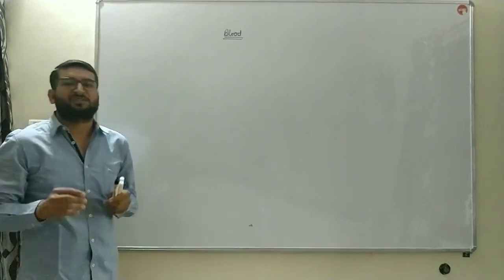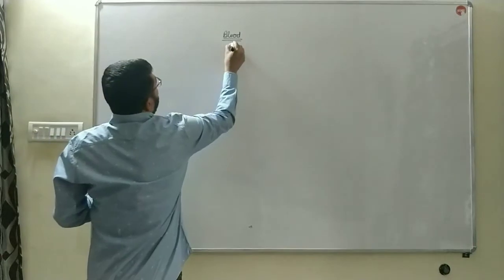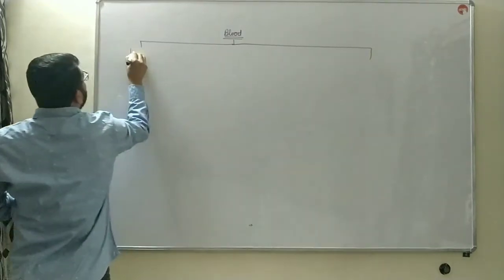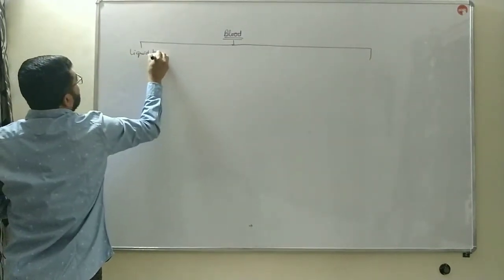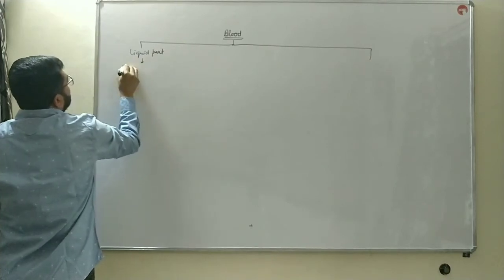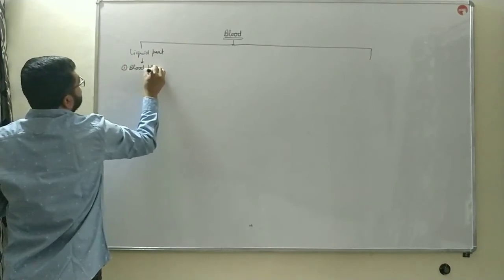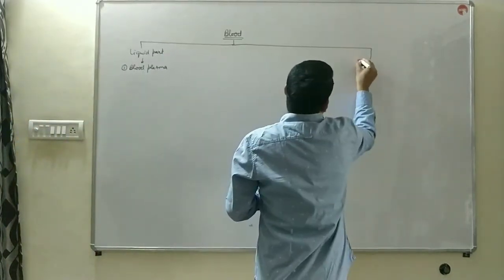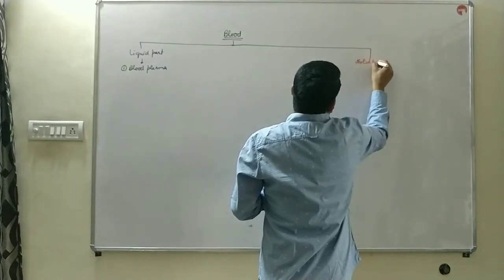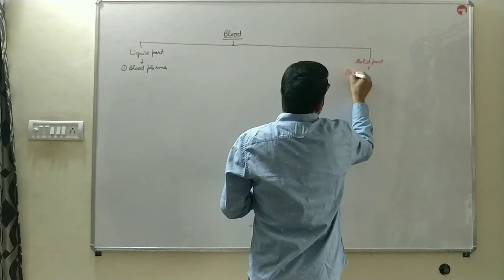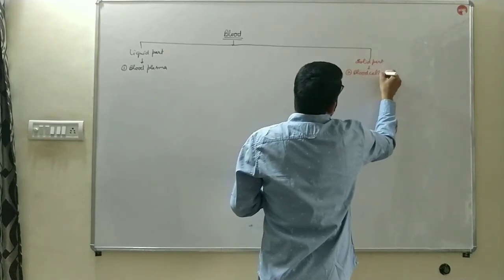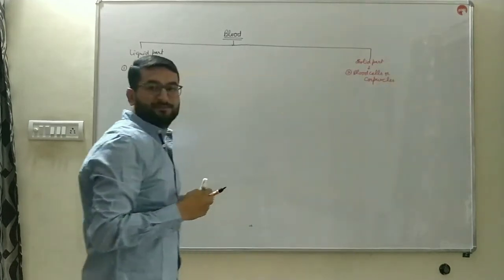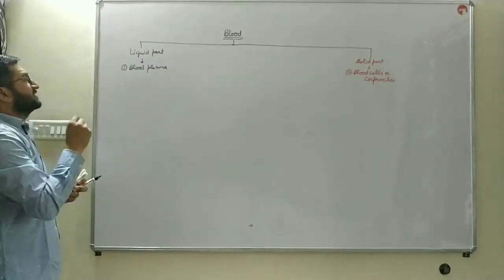So we'll discuss the first transporting fluid, that is blood. Blood has two parts. The first is the liquid part, which is known as blood plasma. And the second is the cellular part, the solid part, that is blood cells or blood corpuscles. First we'll discuss the blood plasma.